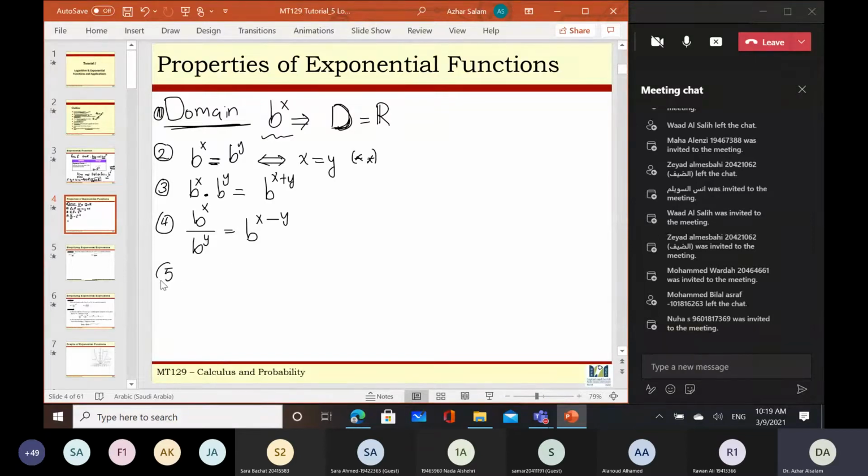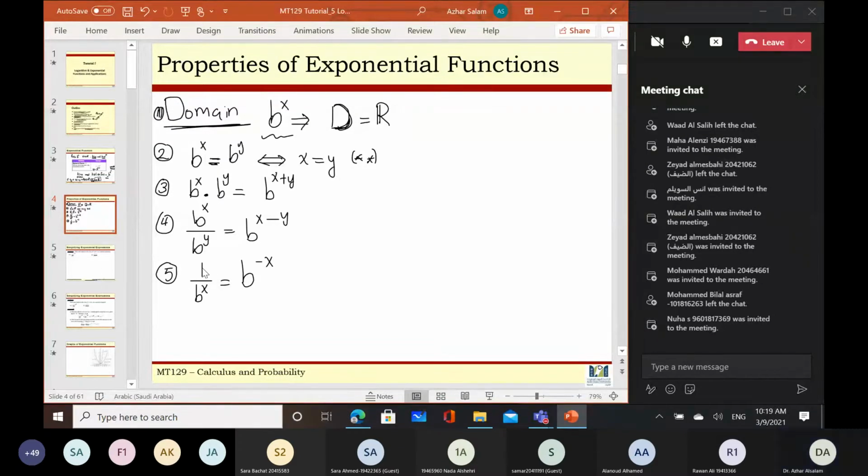Okay, from this I can actually conclude that 1 divided by b to the power x is actually equal to b to the power minus x. Okay, this is a conclusion from the first one. I have here 1, which means b to the power 0. So here 0 minus x.